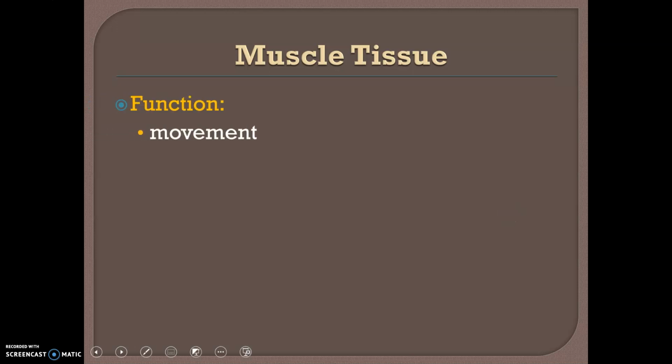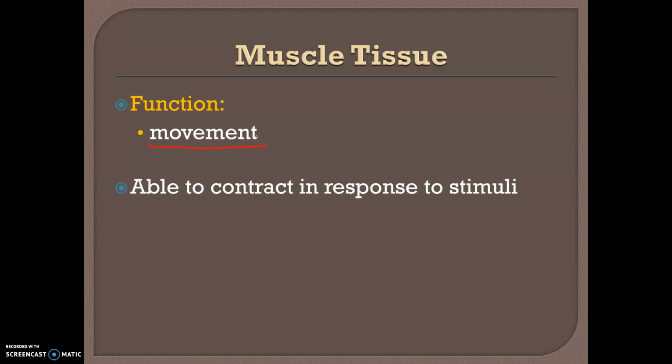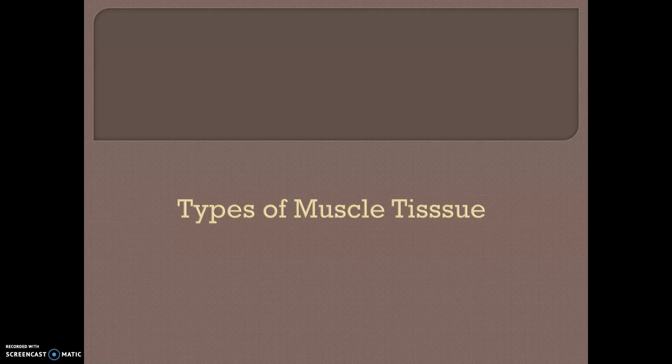So looking at some functions, muscle tissue is primarily for movement here. So we have the ability to contract with the response of a stimuli. So that's usually nerve impulses telling our muscles to move. Some of these are voluntary and some are involuntary. And we're going to talk about those different types and how they do that. So we have three types of muscle tissue that we're going to be talking about.